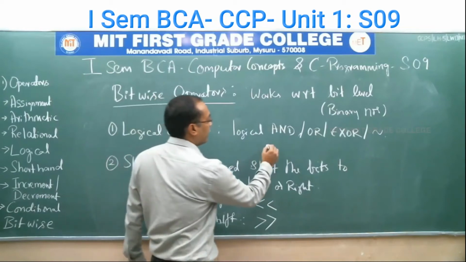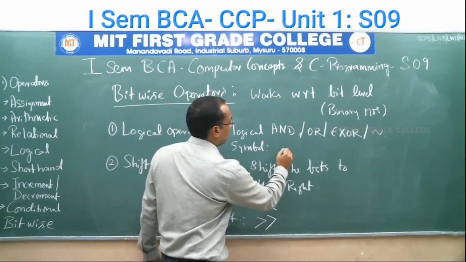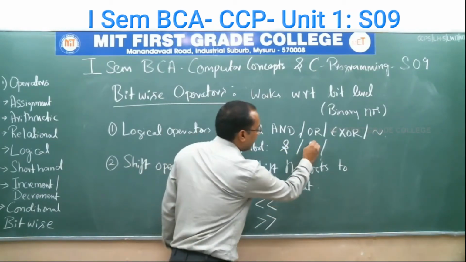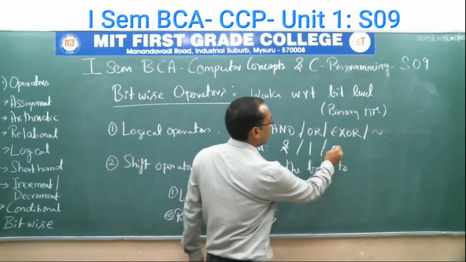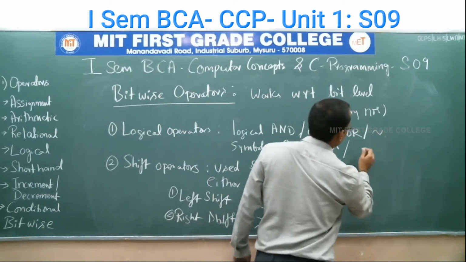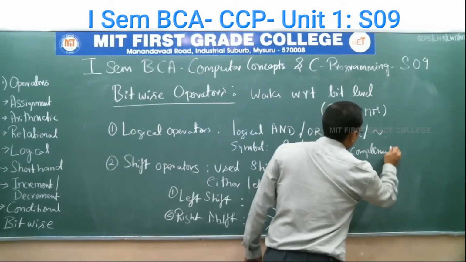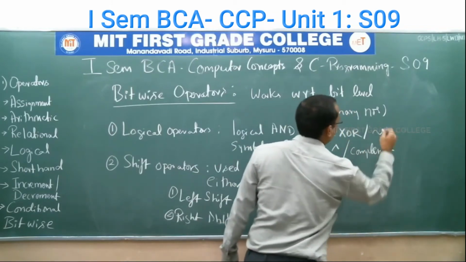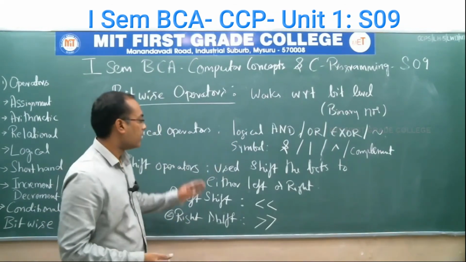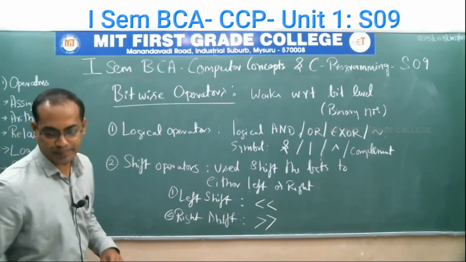Similarly, for logical AND, we are going to use the single ampersand symbol. For OR, we use the pipe symbol, and the cap symbol for XOR. For complement we use the tilde operator, which is used for representing complement. Now we will see the working of all these operators one by one.